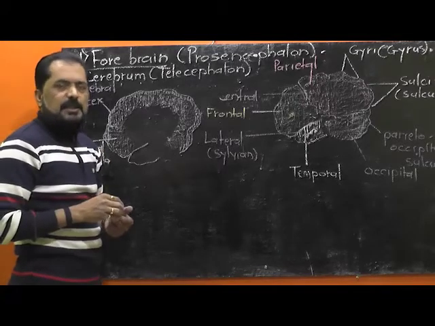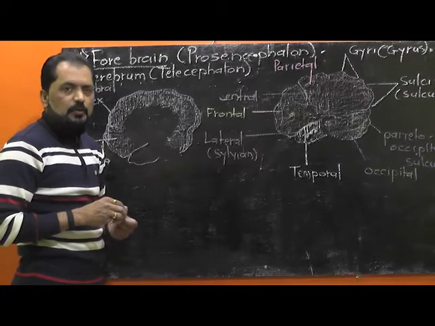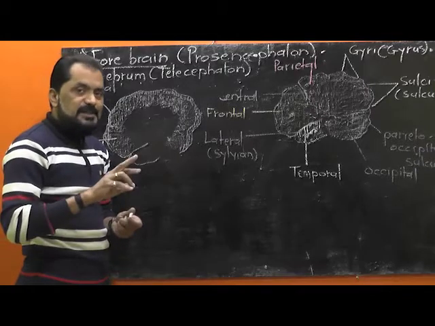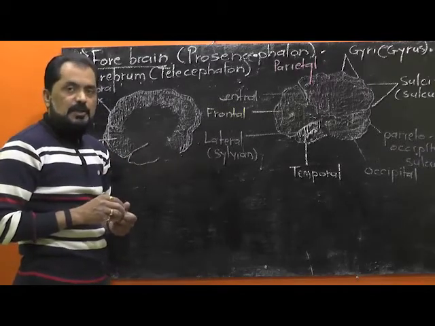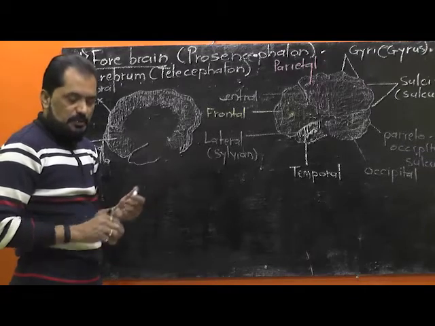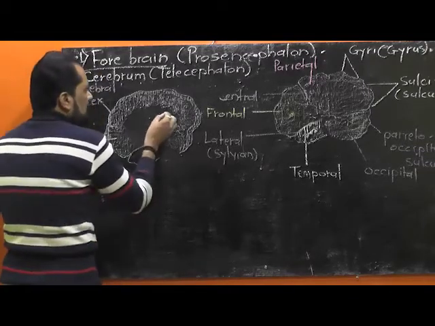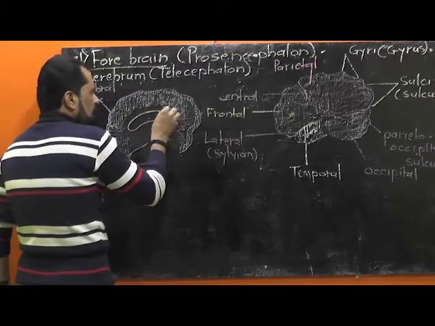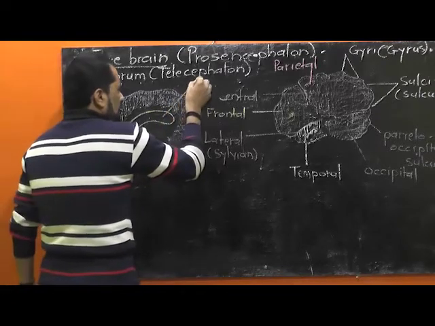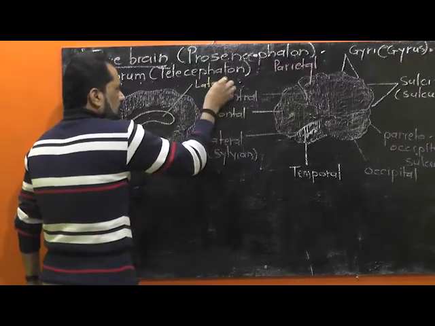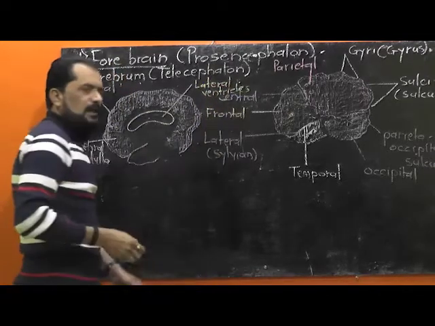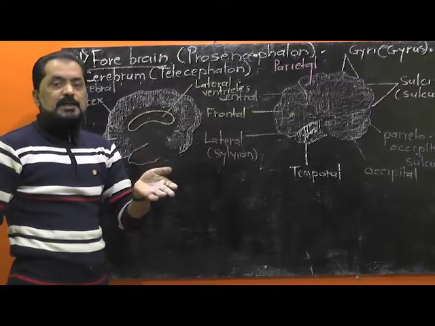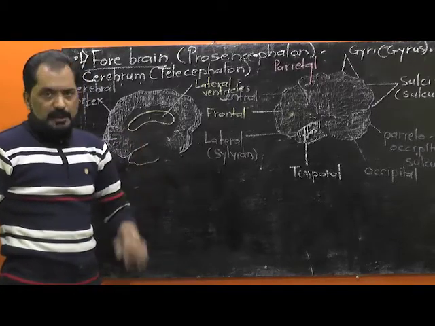The cavities enclosed by the cerebral hemispheres are known as lateral ventricles, or may be known as first and second ventricles, or may be known as paracoel. Let me show in the diagram. Look here. Here is the cavity enclosed by this cerebral hemisphere. I said this cavity is known as the lateral ventricle. As there are two cerebral hemispheres, there are two lateral ventricles, and they may be named first and second ventricles or paracoel.